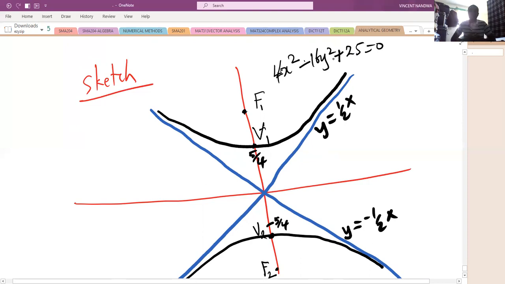So that's how we analyze the given equation. Thank you.